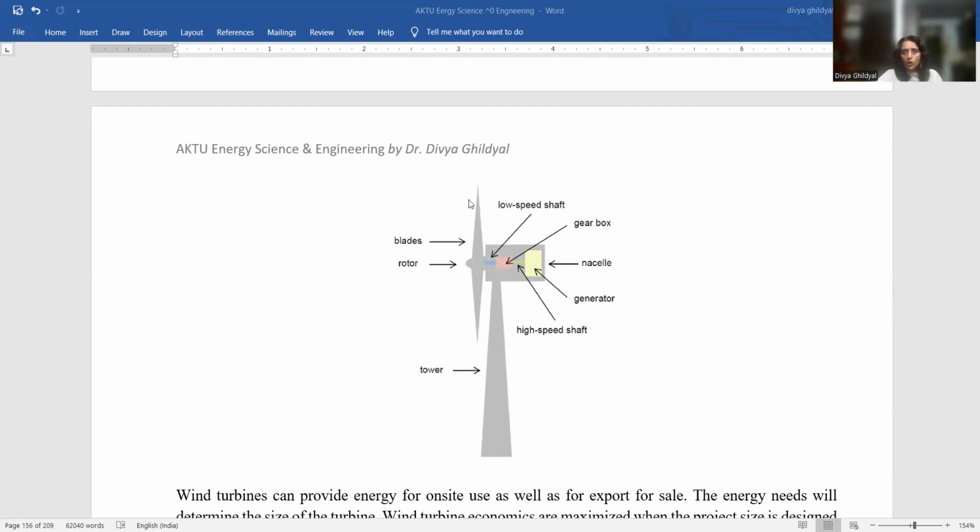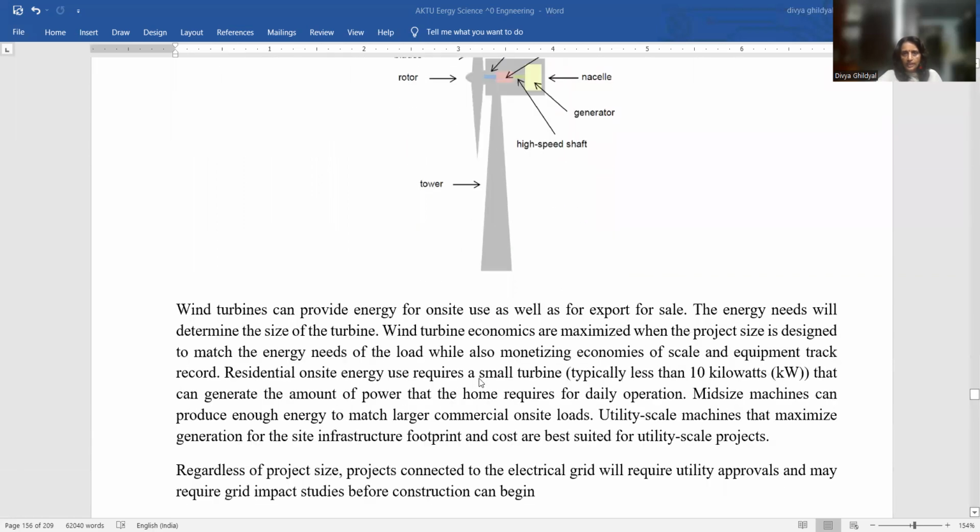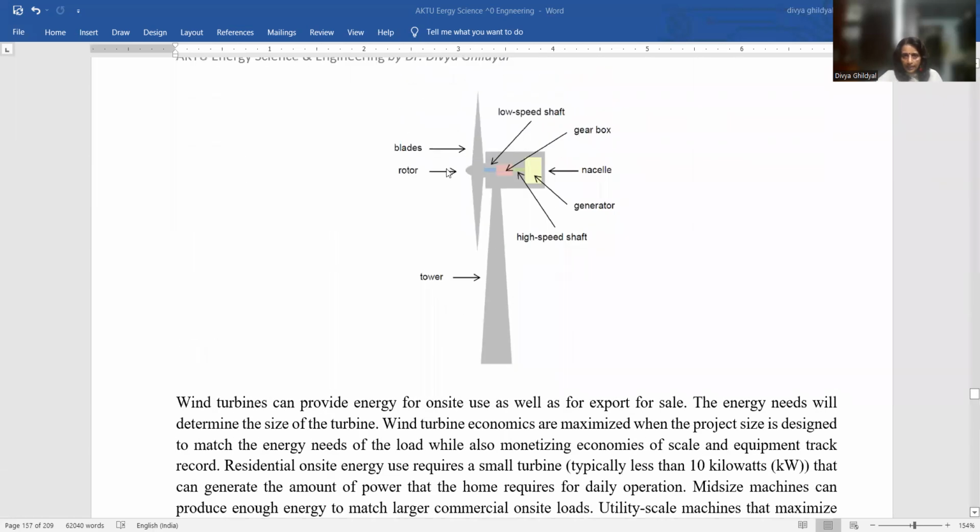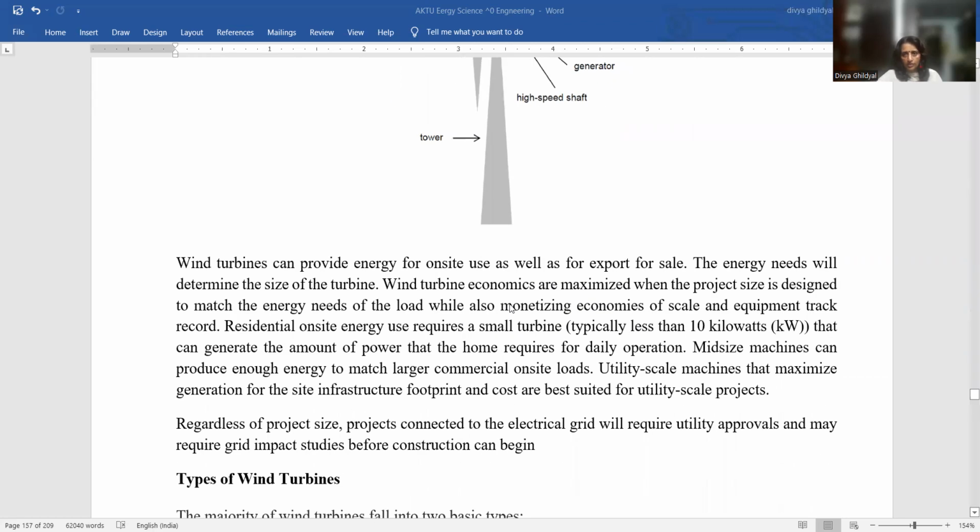of wind to rotate. And they are fitted with a low speed shaft, a high speed shaft, a generator, and a rotor and blades. So when wind starts flowing, the blades, like fans, start moving and create energy. And this energy is converted into electricity.